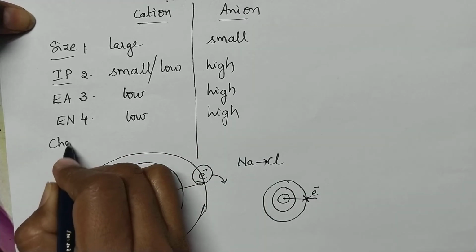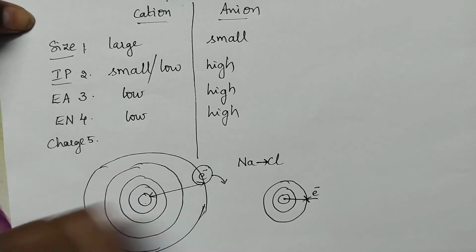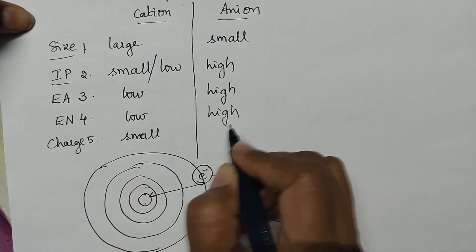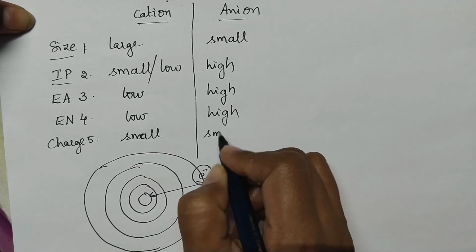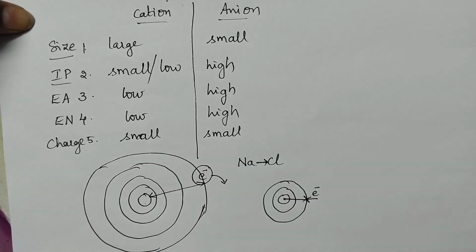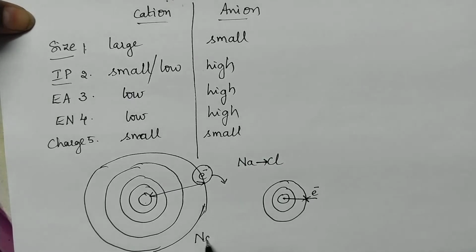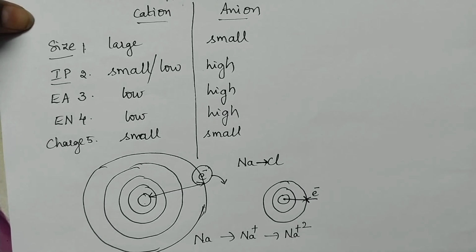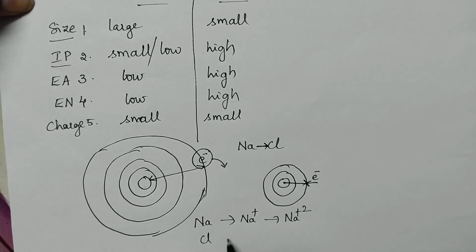Coming to the charge, small charges will be formed more readily, whether in the case of a cation or an anion. That means whenever sodium is available, it readily results in the formation of Na+ ion rather than forming Na2+ ion. Similarly, when we consider chlorine, it readily forms the Cl- ion rather than the Cl2- ion.